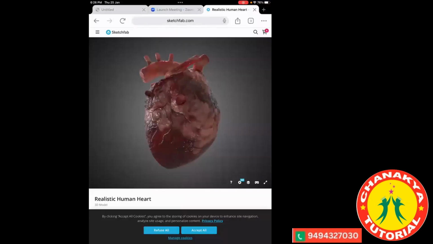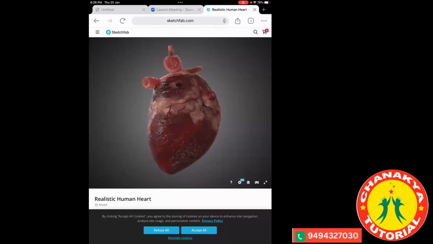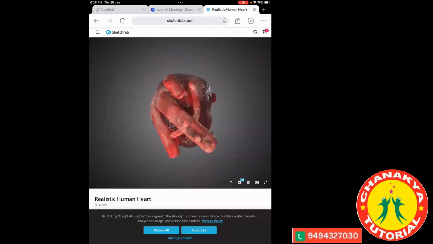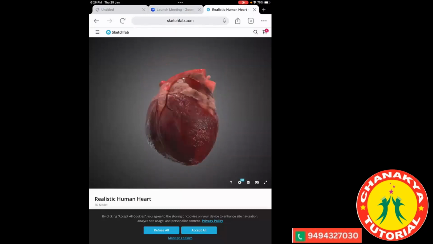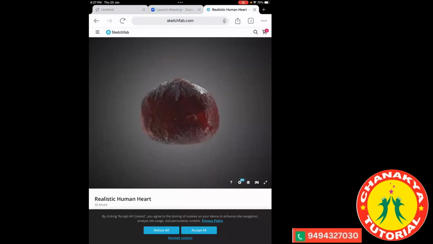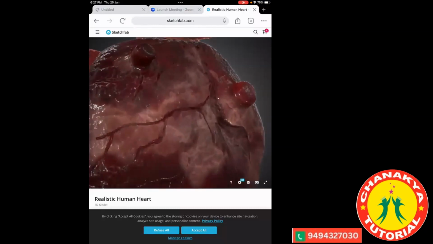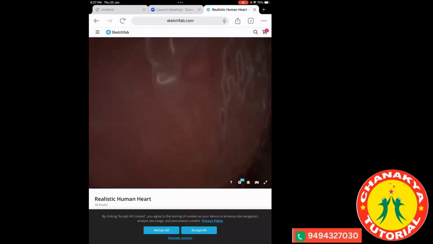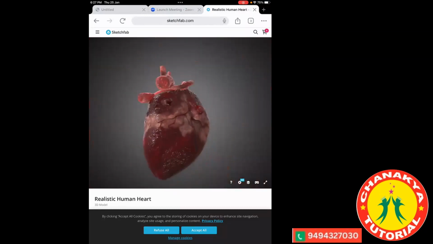See. So from the top you can also view it. So like this it will be there. From down also you can view it, it will be like this. So in real it is like this. So when you zoom it, you will be able to see small nerve-like things there.